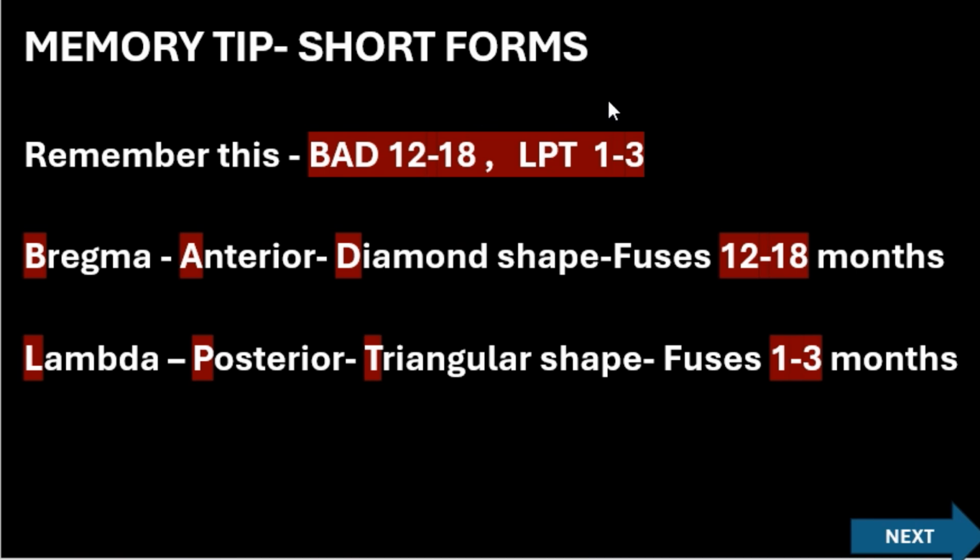You can have a memory tip or shortcut: BAD 12 to 18, LPT 1 to 3. See the expansion: bregma, anterior, diamond shaped, fuses at 12 to 18 months. So this sentence will cover 4 questions. Lambda is posterior, triangular shape, fuses at 1 to 3 months. So always try to remember short forms like this, which will help you cover many questions from a single word.